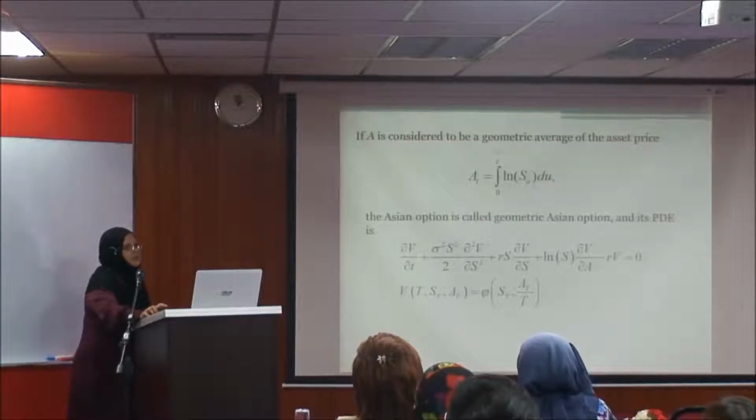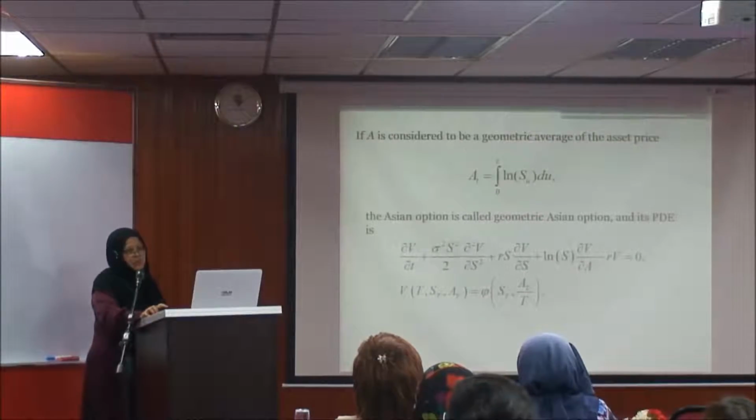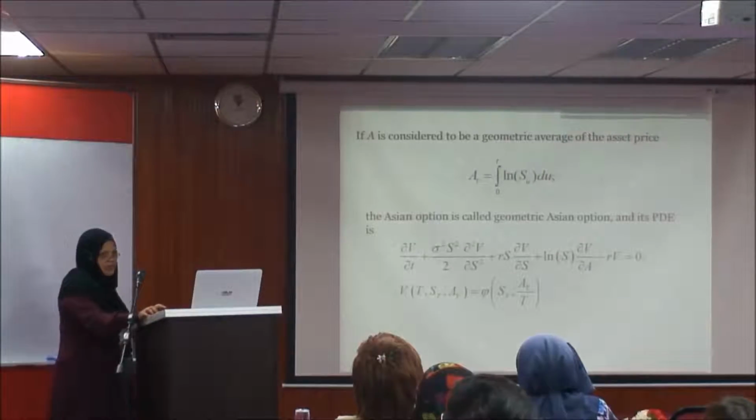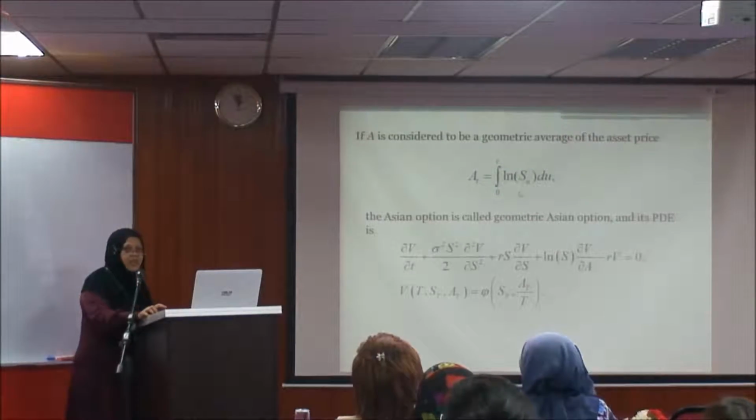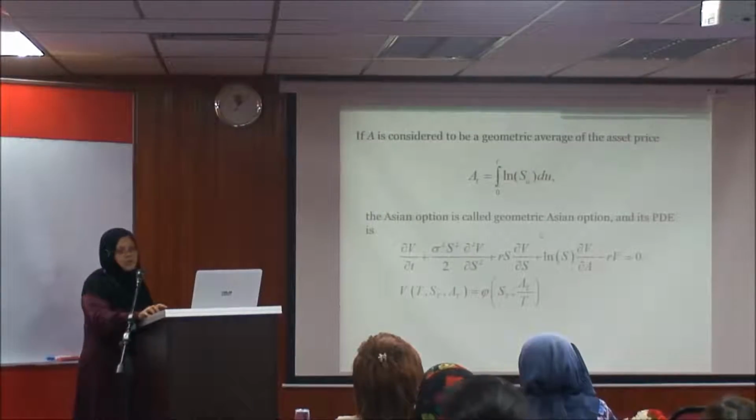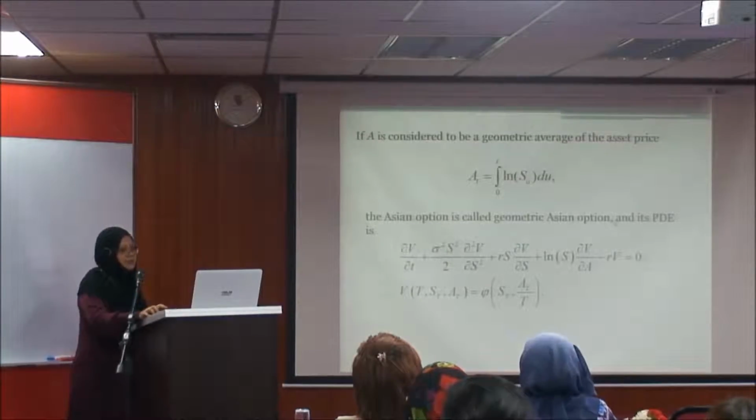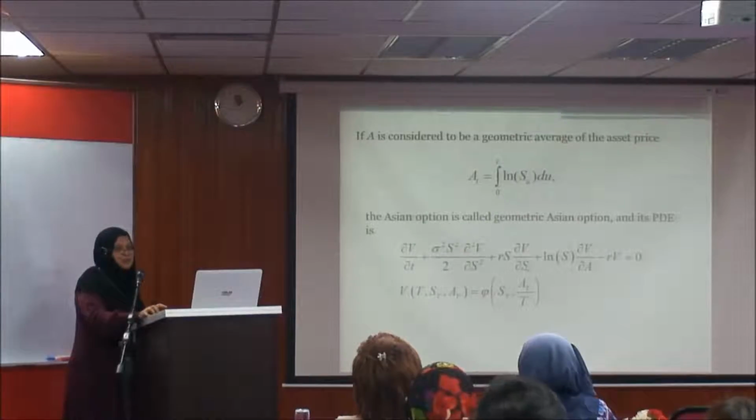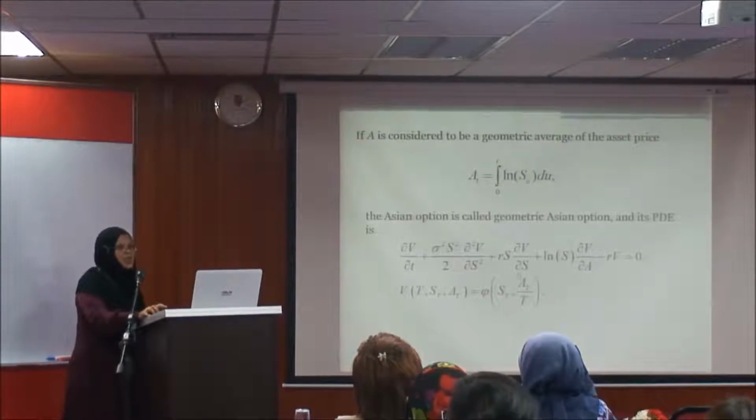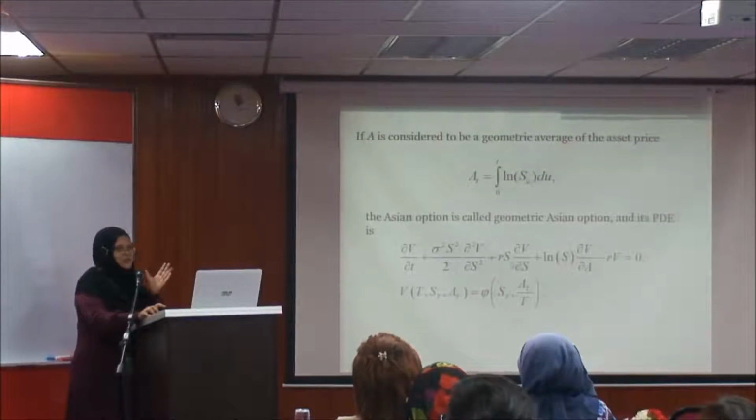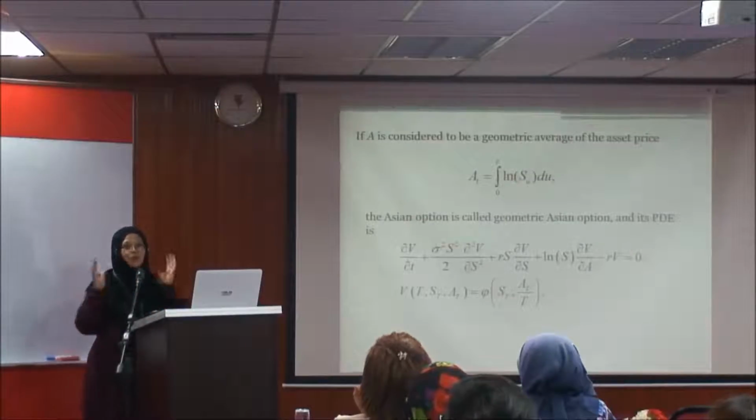Right? So if A is considered to be a geometric average of the asset price, whereby the f of s is ln of s, therefore we get what is called the geometric Asian option. Okay, this is the representative PDE of the geometric Asian option. Okay, it looks so messy, right? Later, when we do the transformation, we will slowly get a better representation or model.